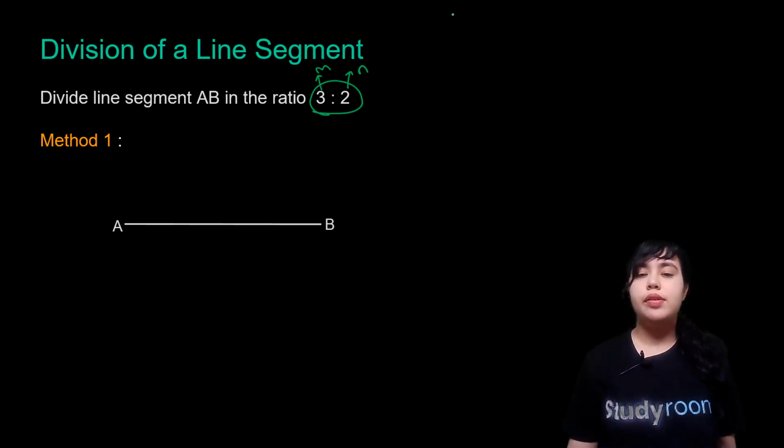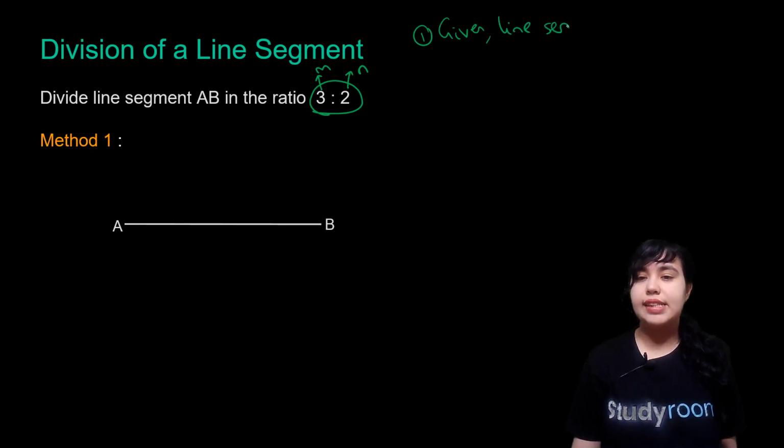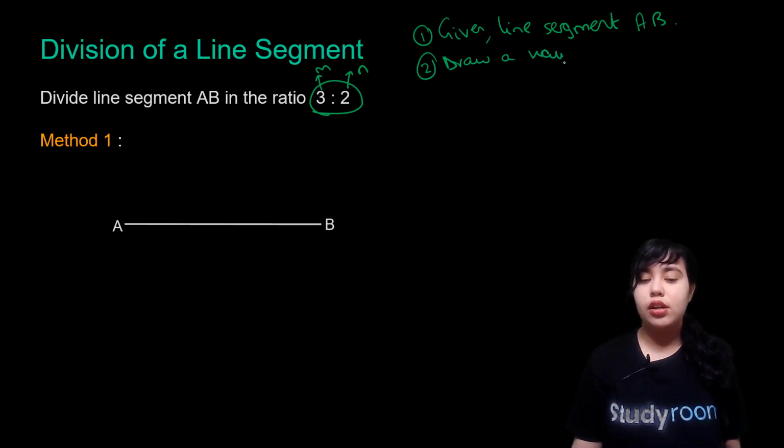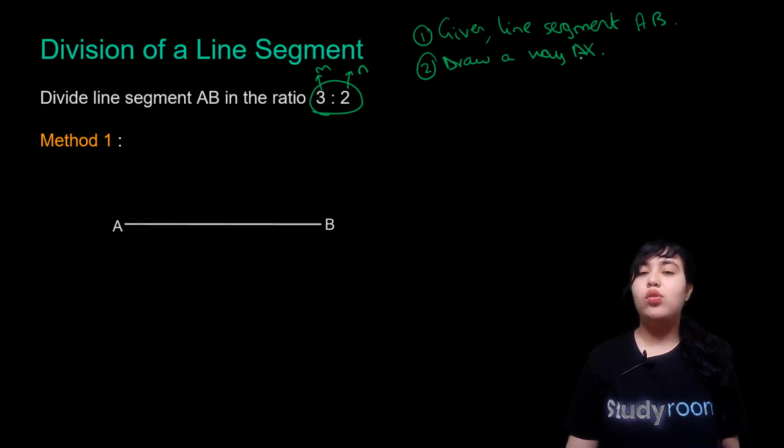So first of all, given line segment AB, you have to draw a ray AX, and the only thing here is that this ray AX should make an acute angle with AB.